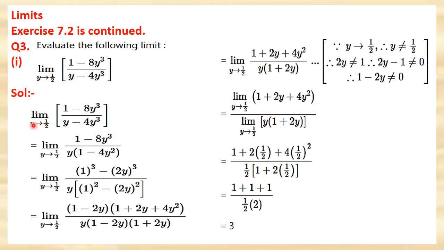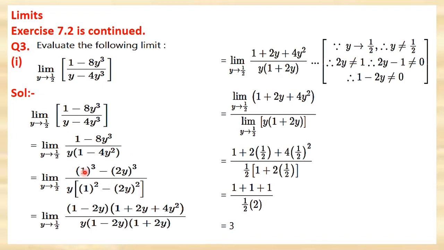Limit y tends to 1 by 2, 1 minus 8y cube upon y minus 4y cube can be written as, 1 minus 8y cube can be written as 2y the whole cube, and 1 can be written as 1 cube. And the denominator contains y common in both terms, so y is taken out and the remaining factor can be written as 1 square minus 2y the whole square.